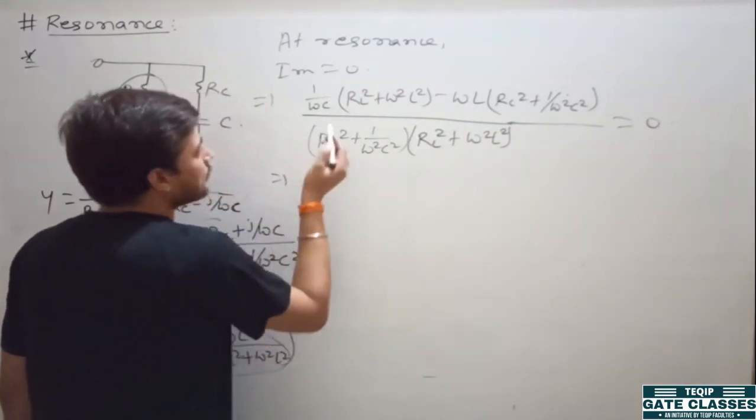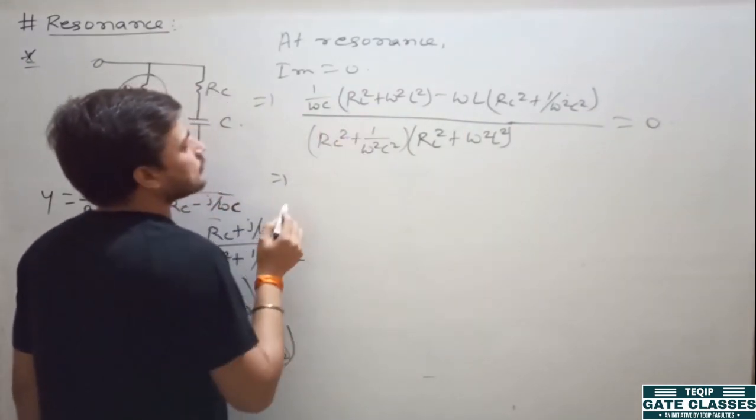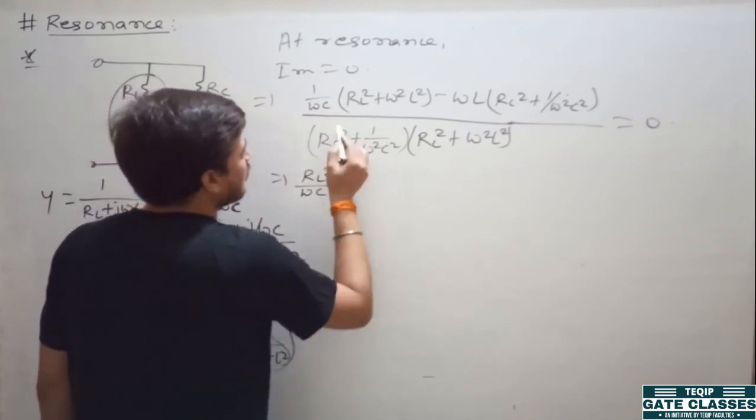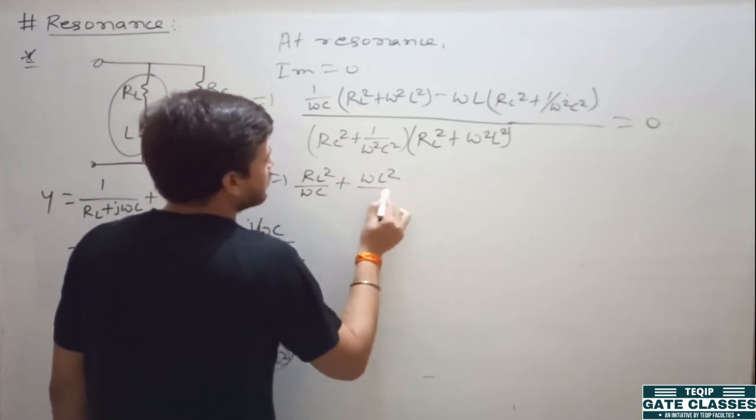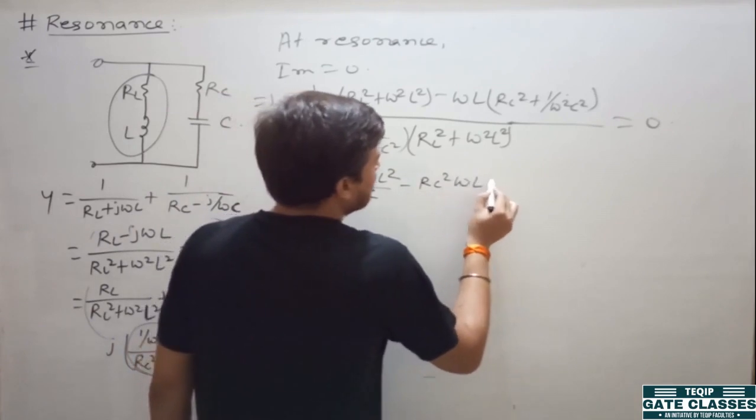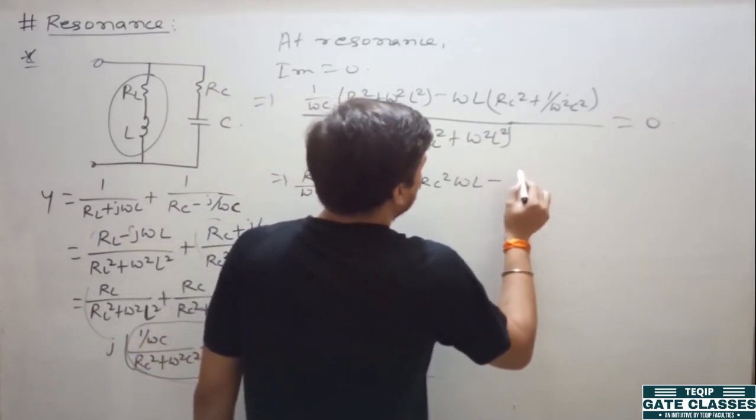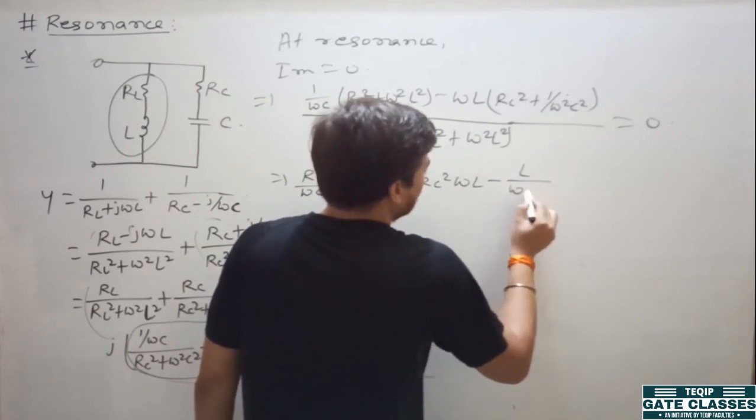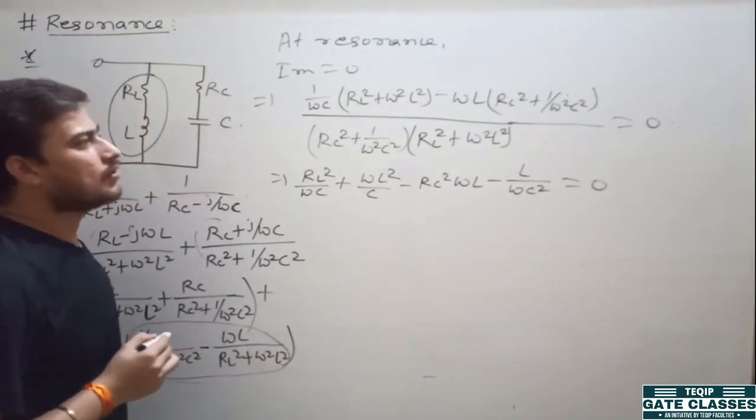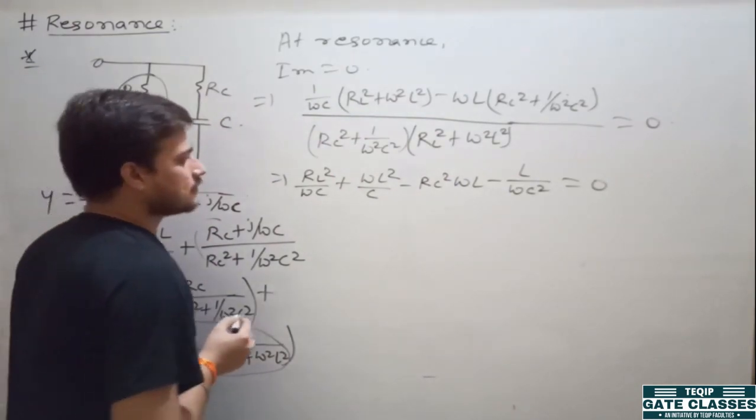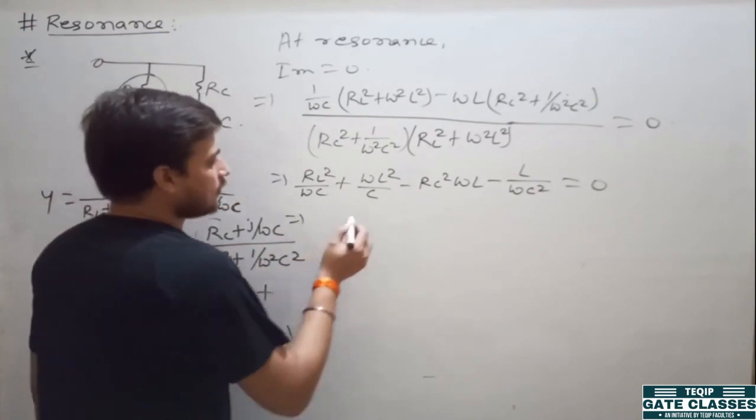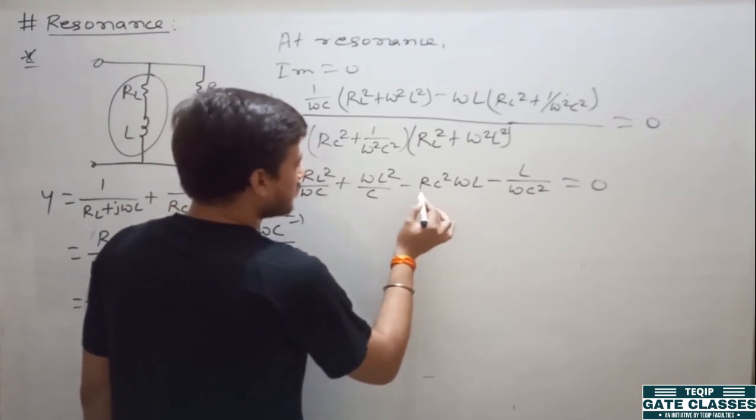Clear? So from here your terms will be like this: RL square divided by omega C plus omega L square divided by C, minus RC square omega L, minus L divided by omega C square will be equal to 0. So now what will you do? You see these two terms, compare these two terms. Here it is.